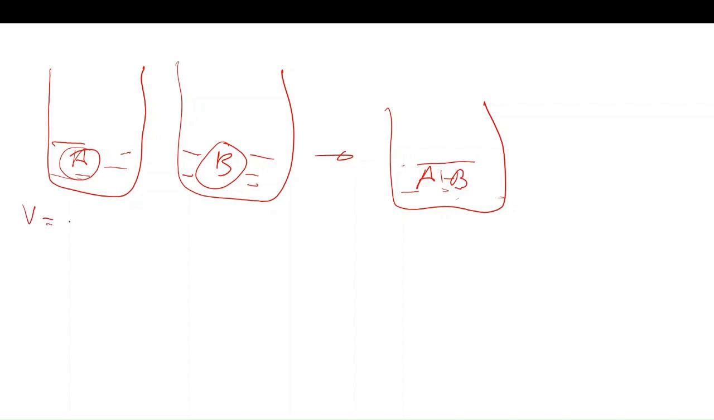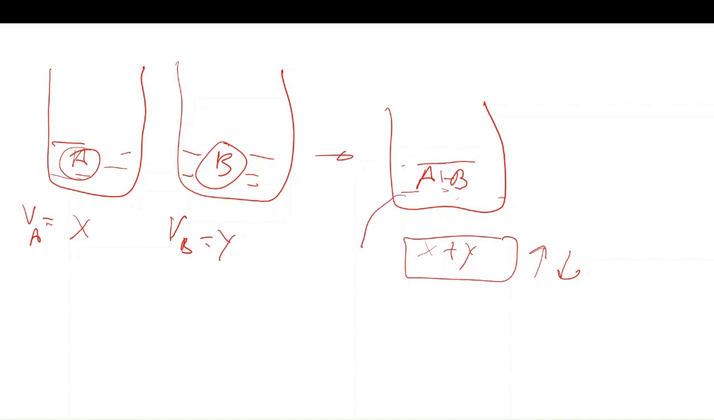Let's say the volume of A atoms be X, and the volume of B be Y. If I mix both, there would be some increment or decrement in the volume. So the final volume need not be X plus Y. It can be greater or less than that, depending on the interaction of these atoms with each other. And therefore, if I say partial molar volume of A in this solution, given by A bar, it will be quite different from what I had initially, and similarly for B.